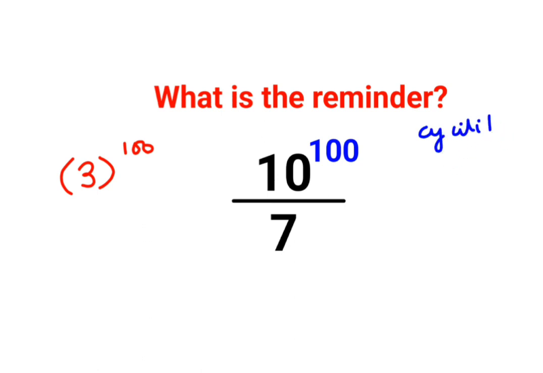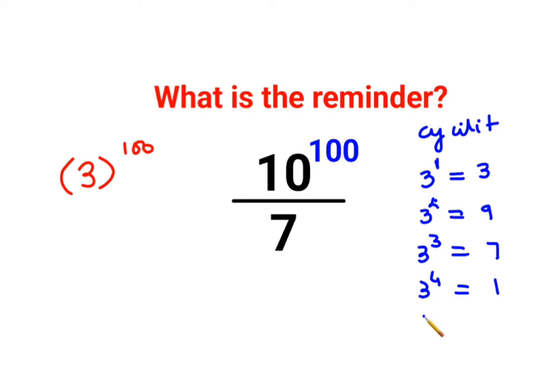Let's see what the unit digit is when you talk about powers of 3. So 3 raised to 1 gets you 3. 3 raised to 2 gets you 9. 3 raised to 3 gets you what? 27. So the last digit is 7. 3 raised to 4 gets you what? 81. So the last digit is 1. And then 3 raised to 5 gets you what? 243. So again your last digit comes out to be 3.